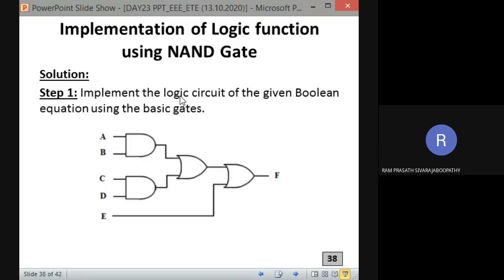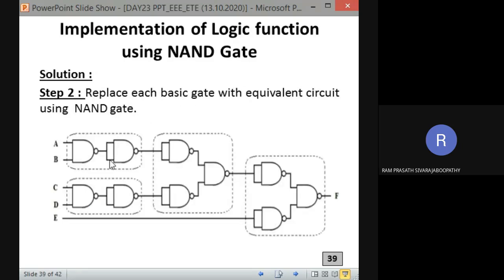Very good. Is this circuit clear for everyone? AB plus CD plus E. Is it clear for everyone? Yes or no? Now we have to replace the AND gate and OR gate with their equivalent circuits using NAND gates. Using NAND gates, how we implemented AND and OR gates, that we have to replace. So it becomes like this. Correct?